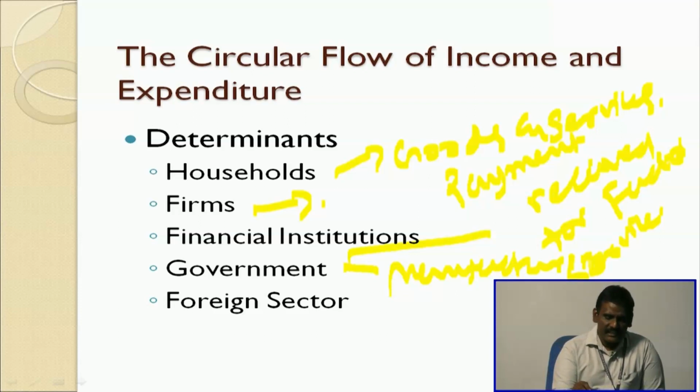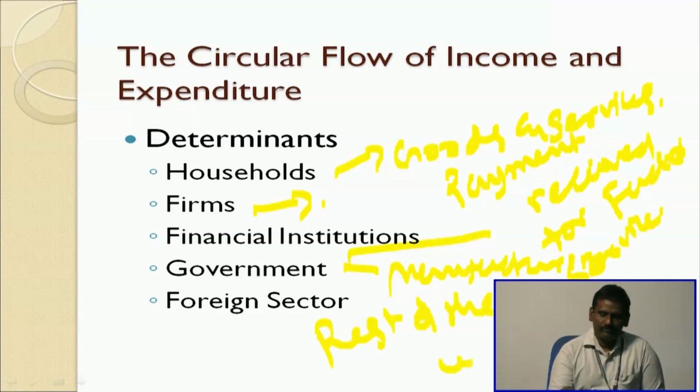And the foreign sector, or the rest of the world: the import and export activity between the various sectors involved in the foreign sector. That also we will calculate in the circular flow of income and expenditure. So these are the 5 major elements which are included while we are measuring the income and expenditure within the economy.